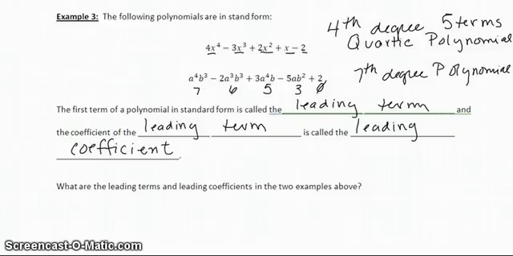So looking at the examples up above, what are my leading terms in that first polynomial? Well, I've got 4x to the fourth as my leading term in my first polynomial, and the leading coefficient is a positive 4. Go ahead and tell me what the leading term and coefficient are of my second example, and jot that down and bring it with you when you come to class.